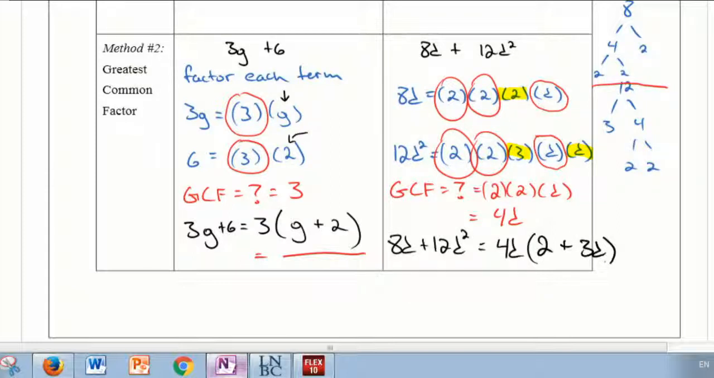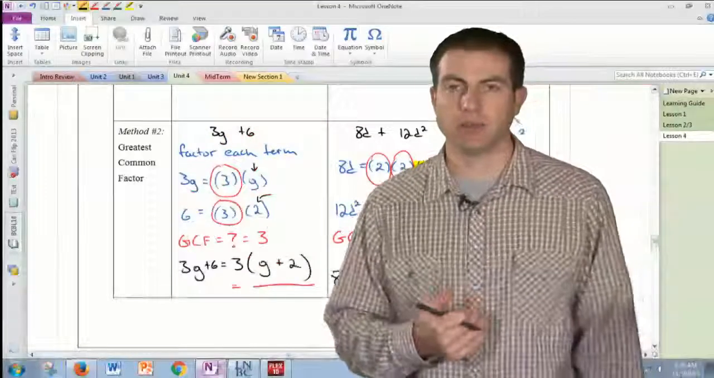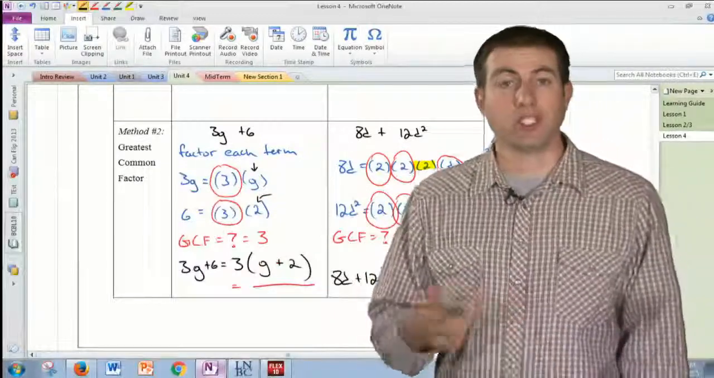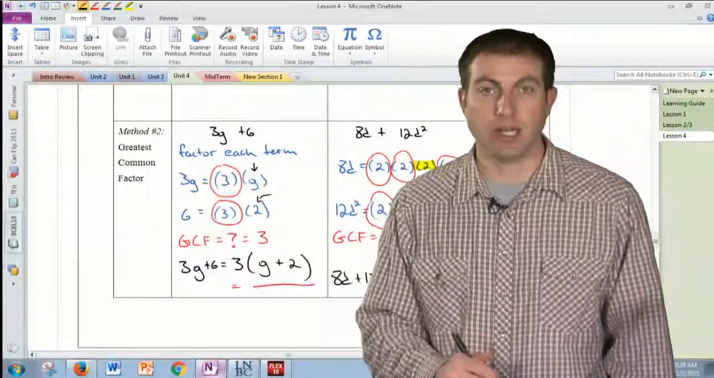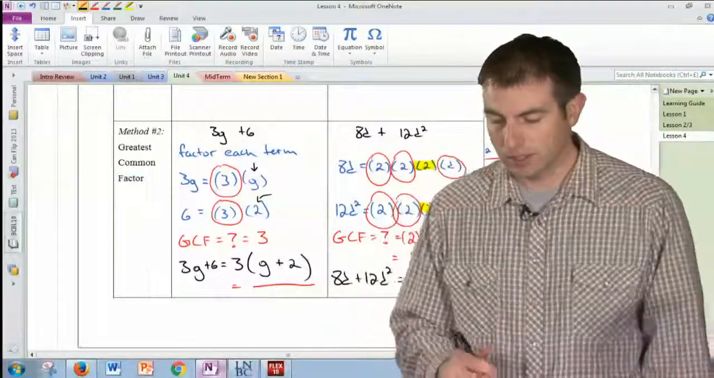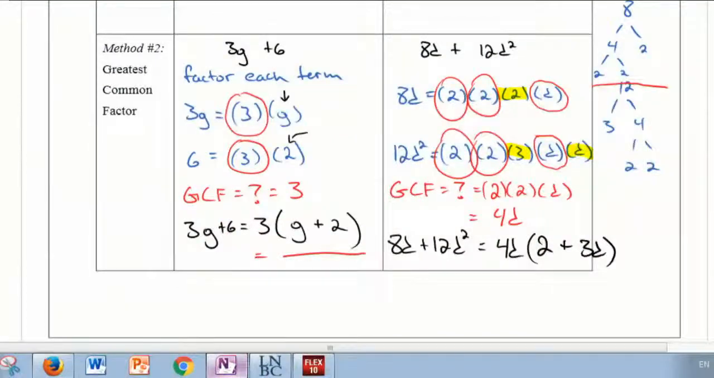Now the beautiful thing about factoring is when we get to the end and we factored it, we end up with this 4d times 2 plus 3d. We can always check to make sure our answer is right. And checking is just expanding it. We just multiply it out to see if we did it right. So the next page has this check on it, but I'm just going to show you right here.